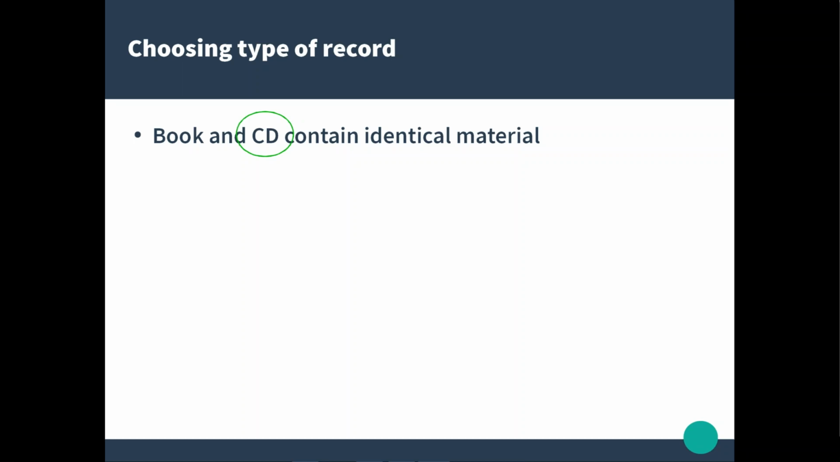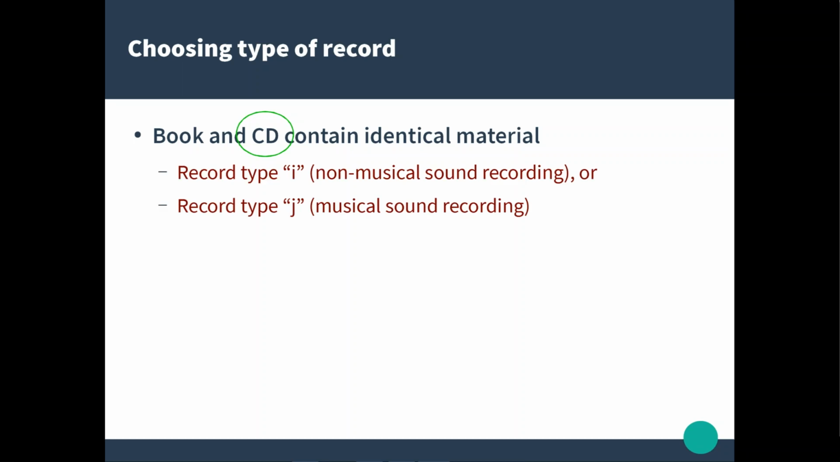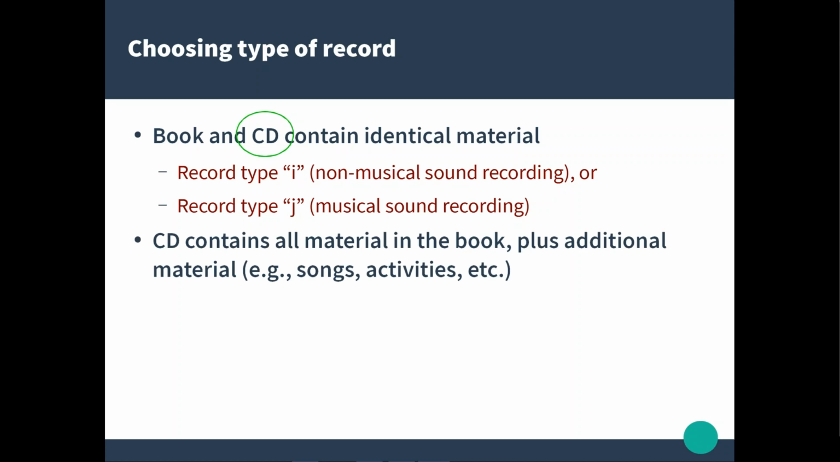And that's as far as we've gotten: CD as the primary component. But how do we know whether it's I or J, right? We still have that option. We still have to figure out whether it's a non-musical sound recording or a musical sound recording to determine whether we should be choosing a type I record or a type J record. So what about if the CD contains all material in the book plus additional material?